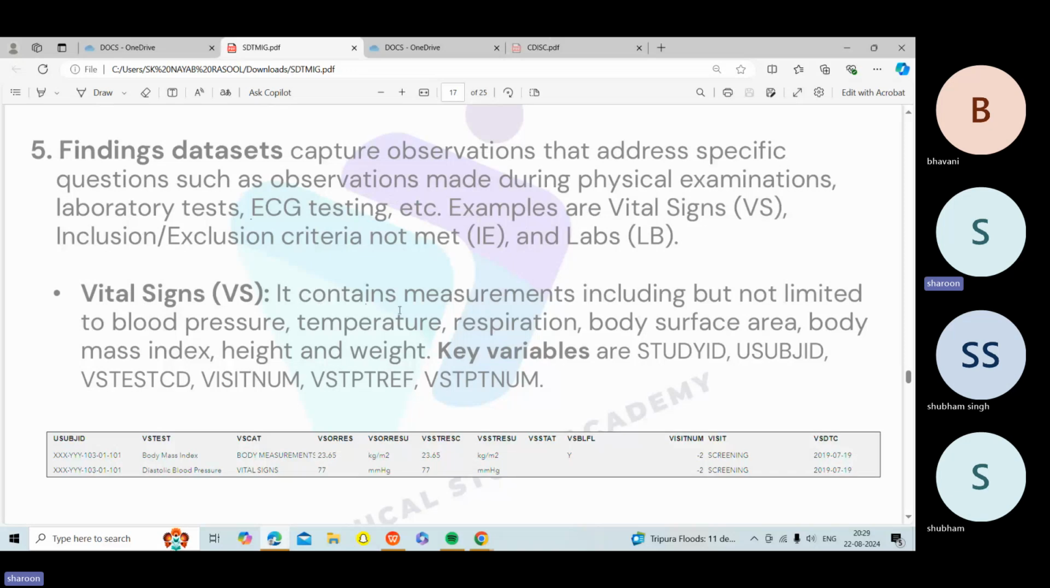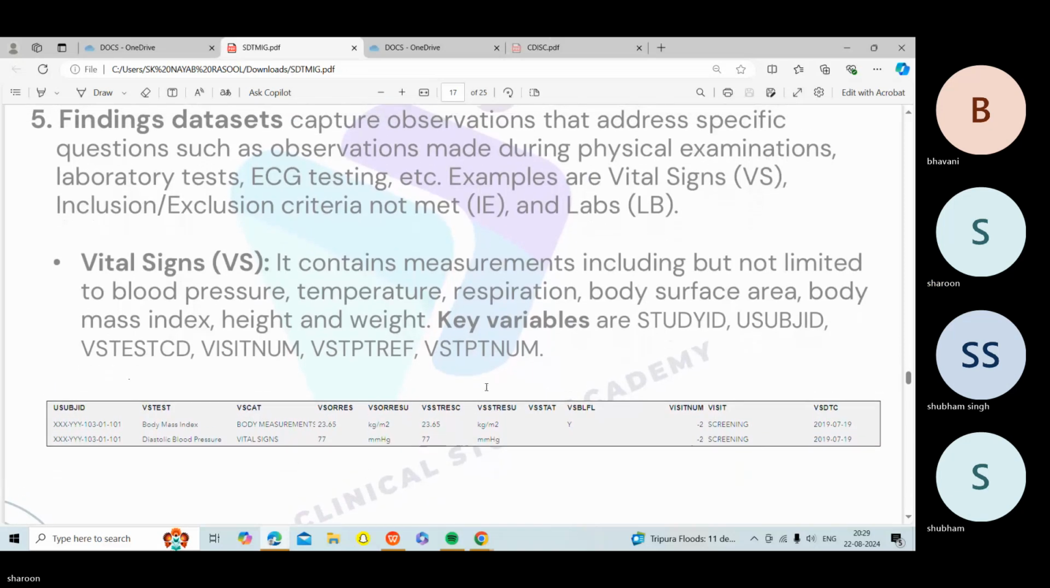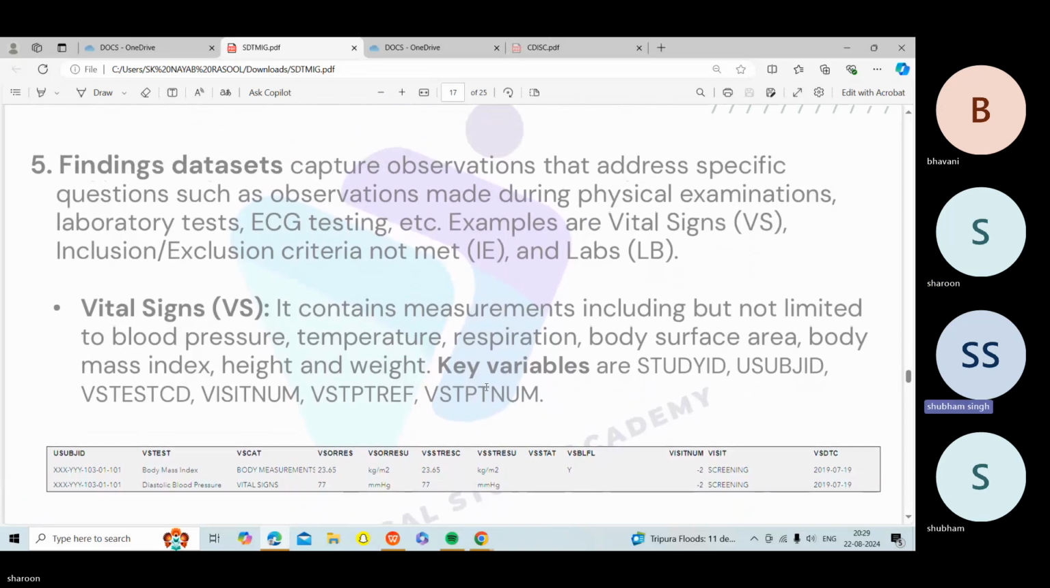Vital signs. It contains measurements including but not limited to blood pressure, temperature, respiration, body surface area, body mass index, height, and weight. Key variables are study ID, subject ID, VSTESTCD, visit number, VSTPTREF, VSTPTNUM. So guys, this is related to vital signs data, that is related to the body, respiration, like body mass index, height, weight. This data will be captured in the vital signs data set.